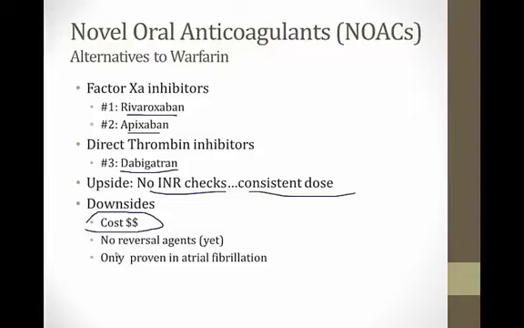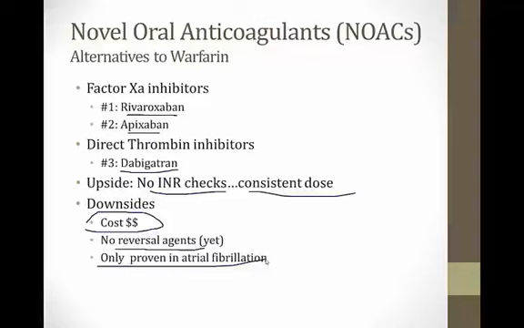Another potential downside is there are no reversal agents yet. You can reverse warfarin with vitamin K. We'll talk about that in a minute, but these drugs don't have reversals. So in theory, if a patient had a major bleeding complication, you would just have to ride out the drug. You couldn't reverse it. These drugs have only been proven effective in atrial fibrillation, so you won't see them used in other clotting disorders.